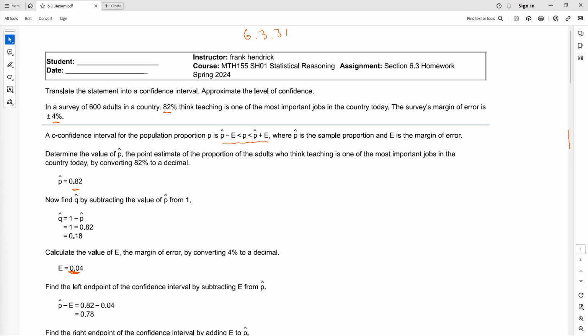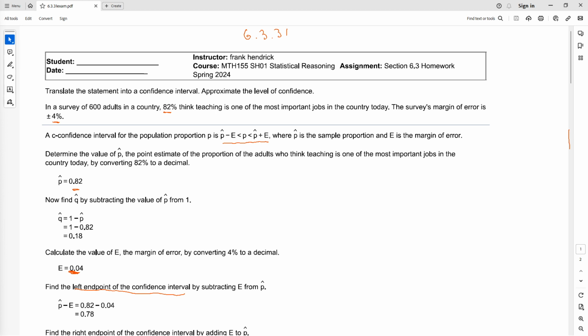And so we have a p hat here. We find q hat would be 1 minus p hat, or 1 minus 0.82, which is 0.18. So we have our p hat, our q hat, and our margin of error. Now they ask us to work on finding the confidence interval. So we have to find the left endpoint of the confidence interval.